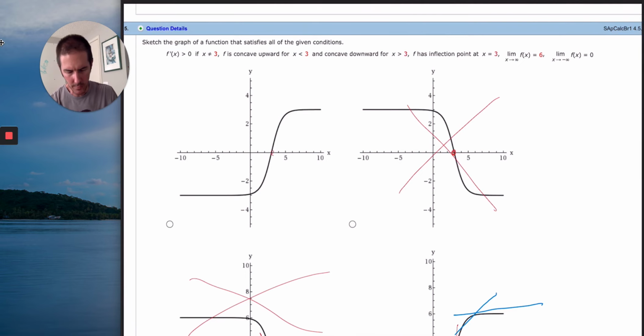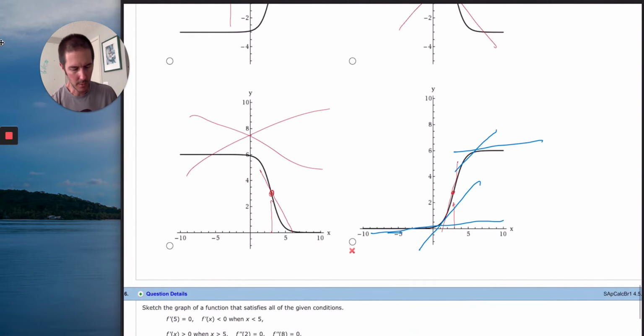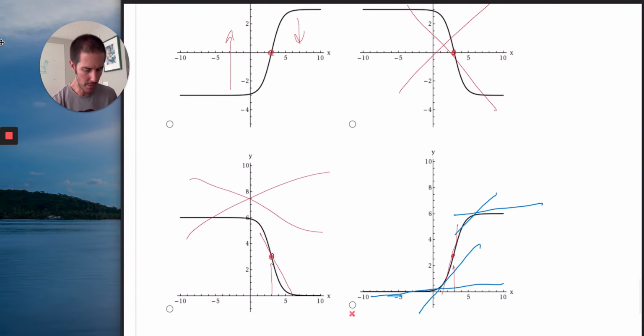Here's our x value of 3. Is our graph concave upward over here? It is. And is it concave downward where x is greater than 3? It sure is. This graph in the top left is looking good. Oh man, this one also is concave up to the left of 3 and concave down to the right of 3. That's still a contender.